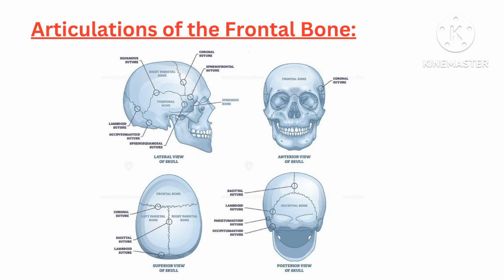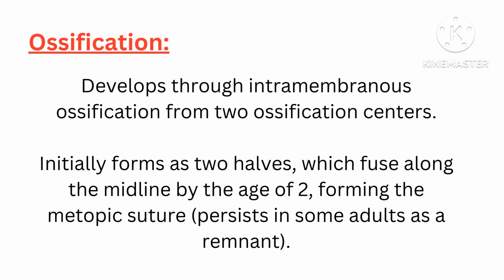The frontal bone articulates with the parietal bones at the coronal suture, the sphenoid bone at the sphenofrontal suture, the ethmoid bone via the nasal part, the nasal bones at the frontonasal suture, the zygomatic bones at the zygomatic processes, and the maxillae via the nasal part.